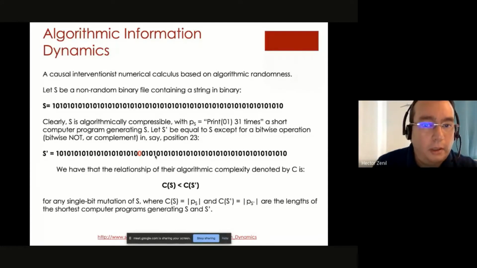Implementations. So we have an original string and we do a perturbation. And what algorithmic information dynamics tells you is that, with the methods I was talking about, you can look at the size of the generative models explaining both the original string and the string after the perturbation. And basically that tells you something about the perturbation and the object itself.